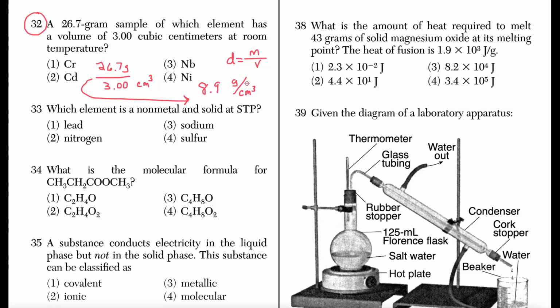Remember, these problems are generally two parts. So I've got to find a place where I can match this intensive physical property of density to a table that will tell me which element, and that is Table S. It's the most underutilized table. Okay, so let's go to Table S and look for these densities.